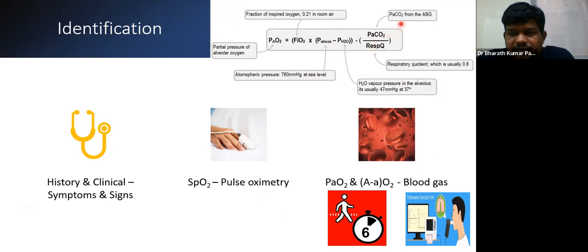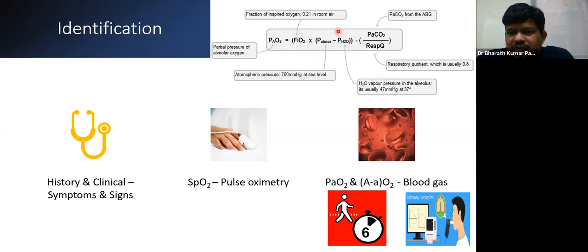PaCO2 is the partial pressure of carbon dioxide in the artery. We derive it from the ABG sample, and RQ is the respiratory quotient, which is usually 0.8. So by using this formula, we need an ABG from which we have to take the PaCO2 and FiO2, that is, if the patient is at room air, we take it as 0.21, or if we are giving oxygen from outside, then we need to add up to the FiO2.